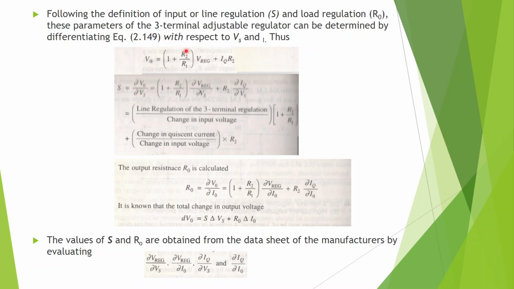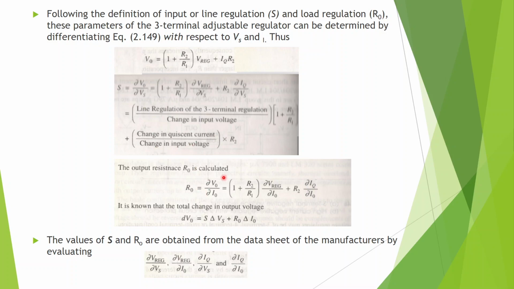So when we differentiate this, 1 plus R2 by R1, which is a constant term, remains as it is. This voltage gets differentiated with the input voltage, plus R2 is a constant term, but IQ is a variable which again gets differentiated with the input voltage. So this term, del V reg by del Vs, is the line regulation of the 3-terminal regulator, the change in regulator voltage divided by the change in input voltage, and similarly this term is expressed in words here: change in quiescent current by change in input voltage.